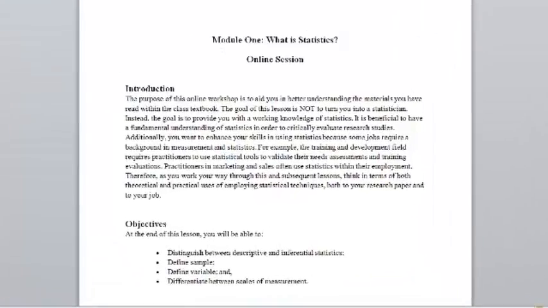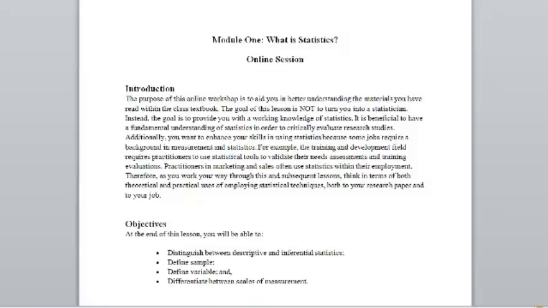Okay, the purpose of this workshop is to really aid you in better understanding the materials within your class textbook, particularly when we're talking here about statistics. Now, the goal is not to turn you into a statistician, so I don't want you to worry about that. Instead, we're going to provide you a working knowledge of statistics. And it's really useful to have this basic understanding because you need it to evaluate the research studies that you're going to be looking at.